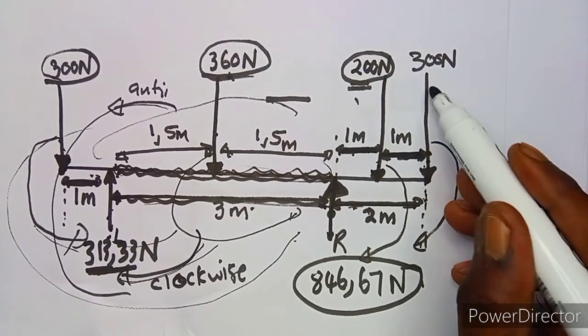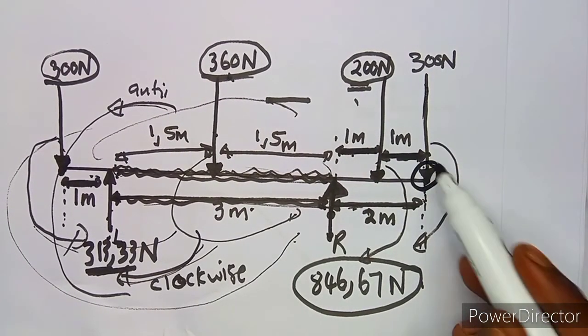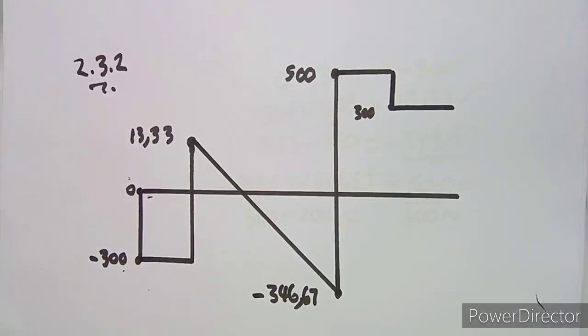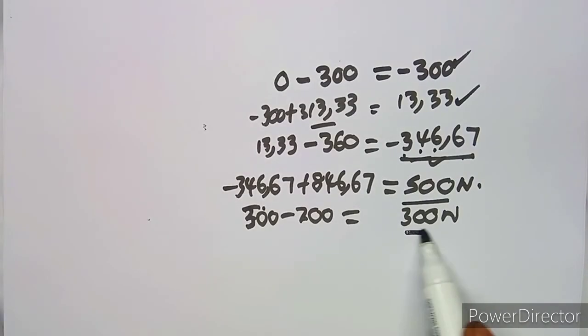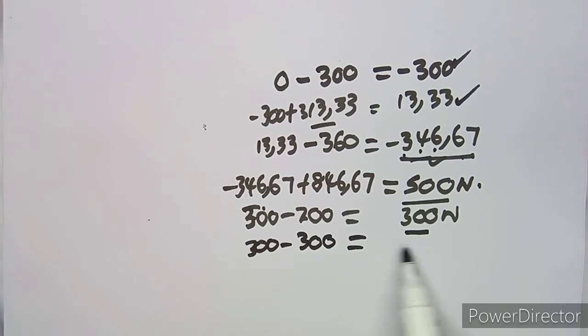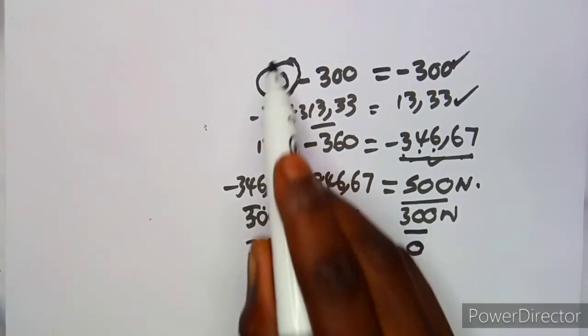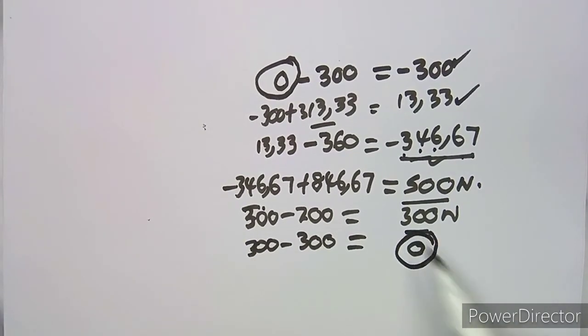There's a point load which is actually facing downwards, a point load here of 300, and we said any point load we have to subtract. So we are going to subtract the point load. We are at 300, so it's now 300 minus 300, which is going to give us a 0 there. So take note, we started at 0, we are going to end at 0.